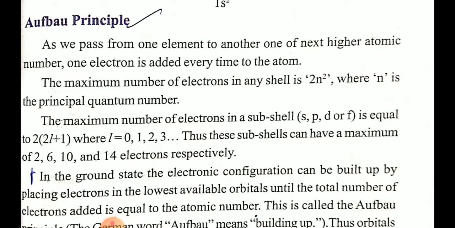For the s subshell, 2 into (2 times 0 plus 1), that is 1 orbital into 2, 2 electrons. For the p subshell, 2 times 1 is 2, plus 1, 3 orbitals, 3 into 2, 6 electrons. That's why the p subshell can have a maximum of 6 electrons. In this way, in the d subshell there will be a maximum of 10 electrons. In the f subshell, 14 electrons respectively.